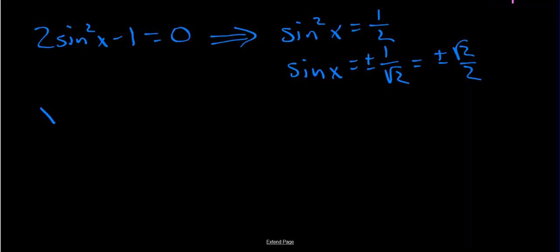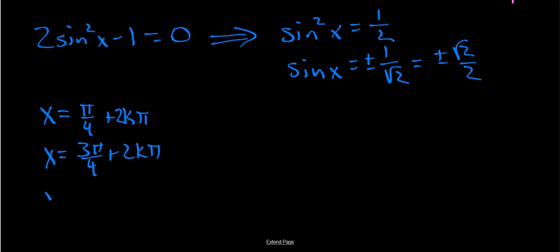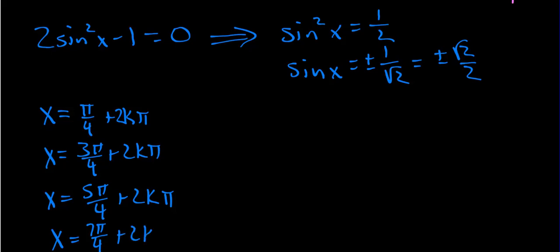You can say, okay, x is equal to pi over 4 plus 2k pi. X equals 3 pi over 4 plus 2k pi. X is equal to 5 pi over 4 plus 2k pi. Or x is equal to 7 pi over 4 plus 2k pi. There. That is an expression of all the solutions.